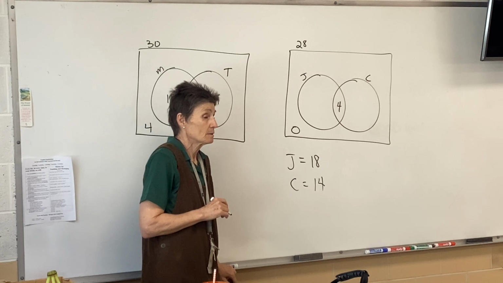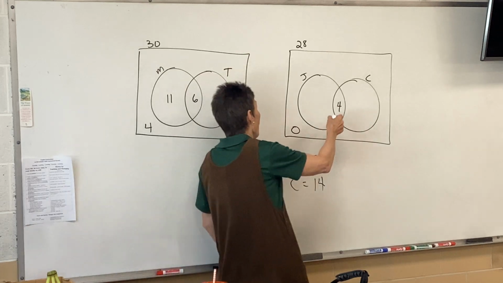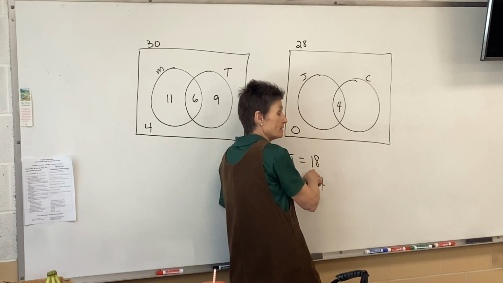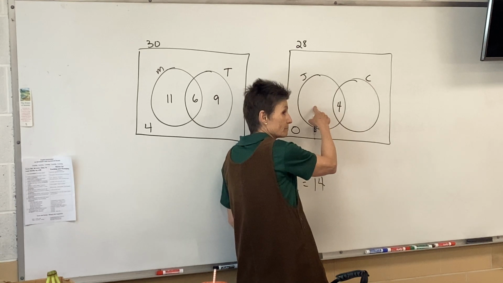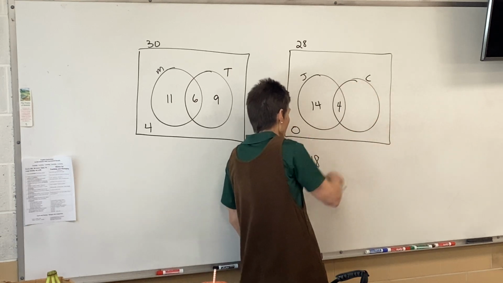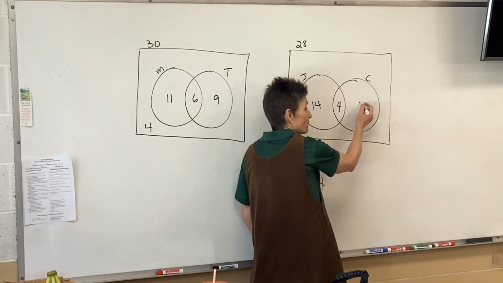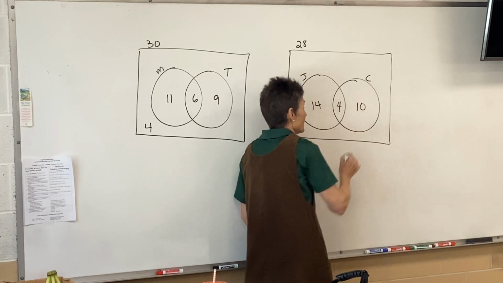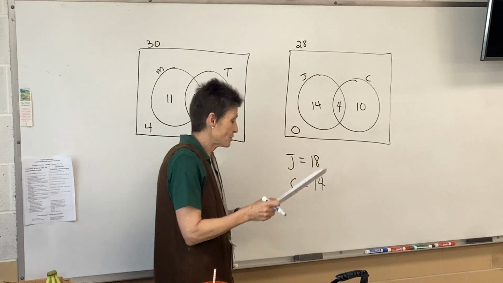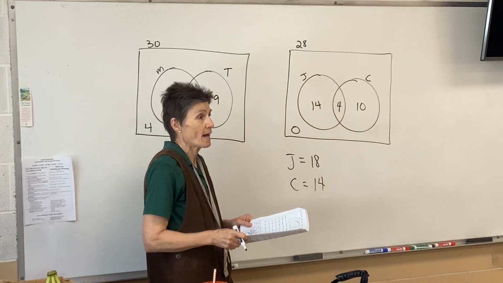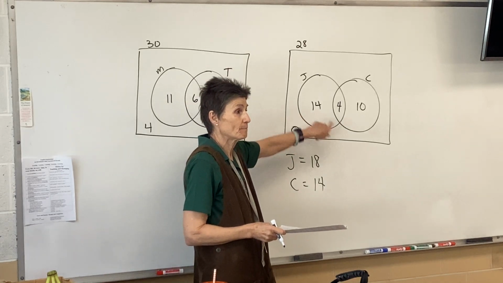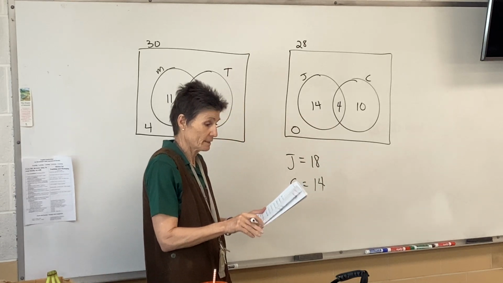Now, if the whole jazz ball is 18, then how many are here? 14. And if the whole country ball is 14, how many are here? 10. And now you can answer whatever question they want. How many students like only jazz? Isn't that these guys right here? 18 like only jazz.